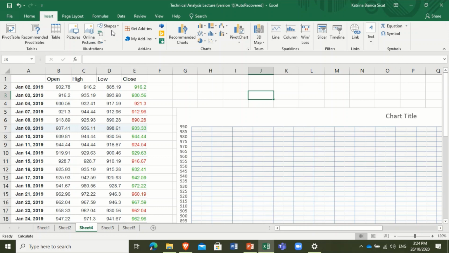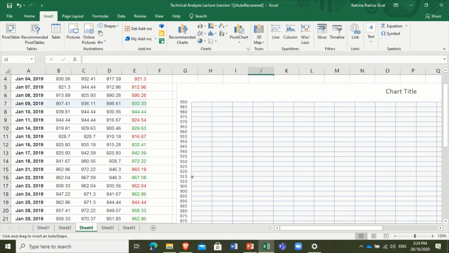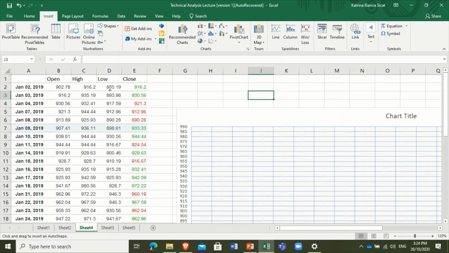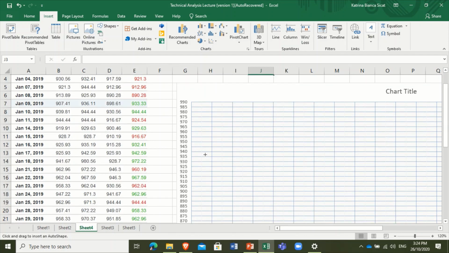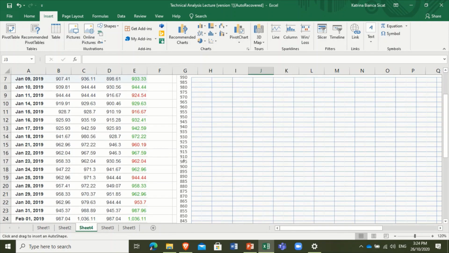I'm gonna insert a line first. So, highest of the day is 916. So, it's probably around this area, 916. And the lowest is 885. Okay? 916. Alright, 916 just above 915, and what again? 885. Okay, 916, and then lowest price of the day is 885. So just above this thing right here, almost 885.